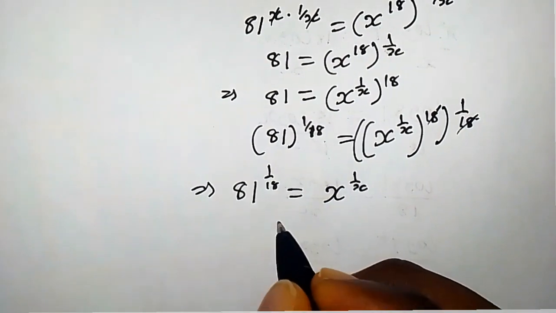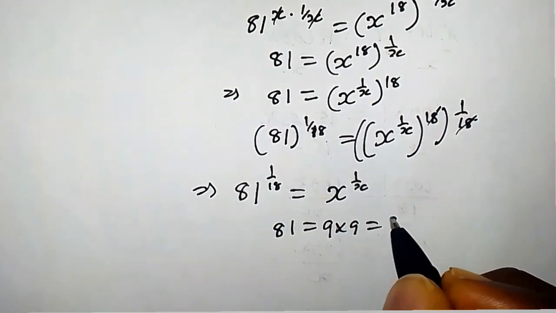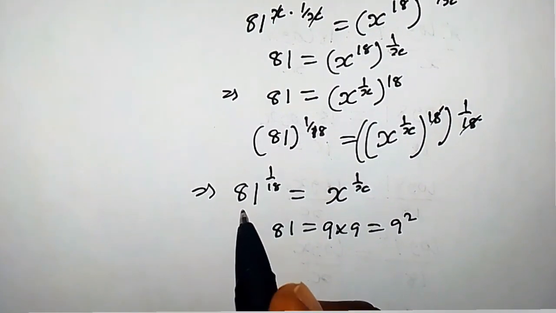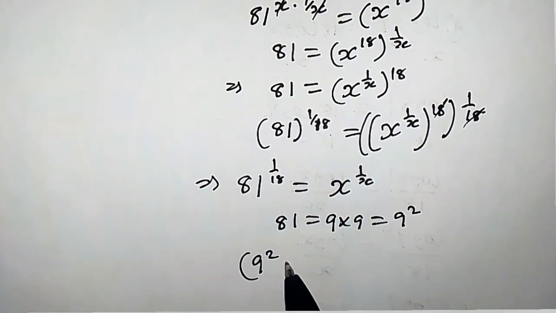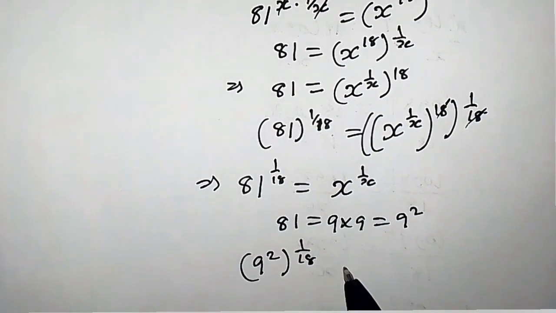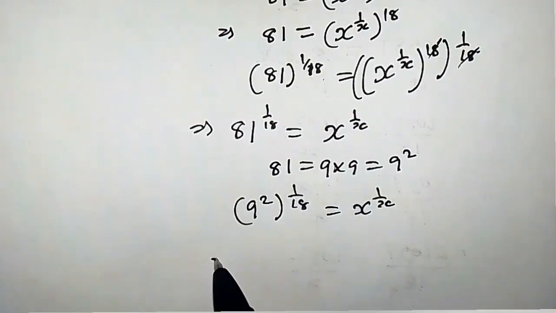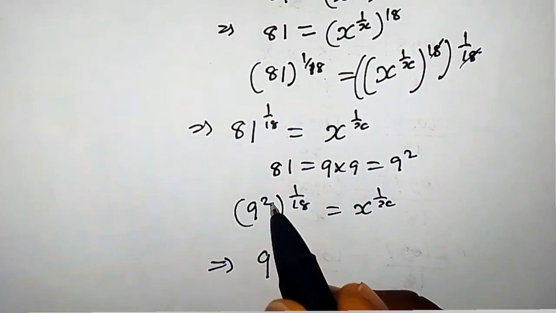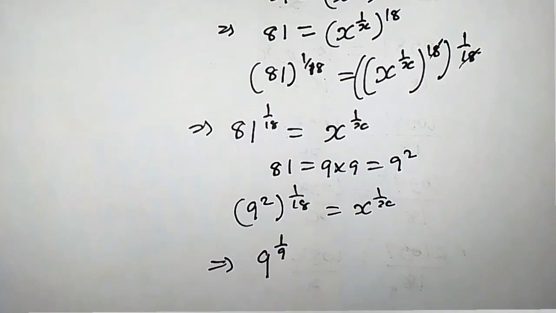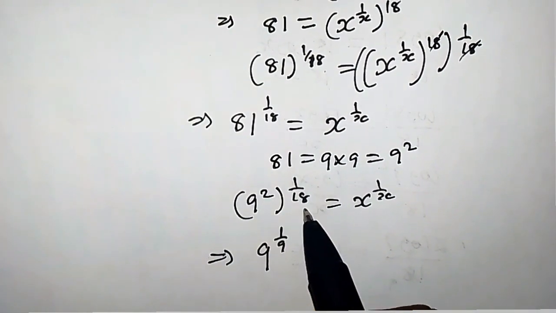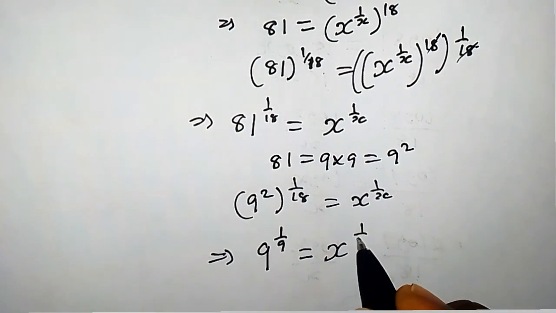You know that 81 is the same thing as writing 9 times 9, which is 9 squared. So we are going to replace 81 with this. So we're going to have 9 squared to the power of 1 over 18, which equals x to the power of 1 over x. This implies that 9 to the power of 2 times 1 over 18, that is 1 over 9. That is 2 in 18, that's 9. So this equals x to the power of 1 over x.